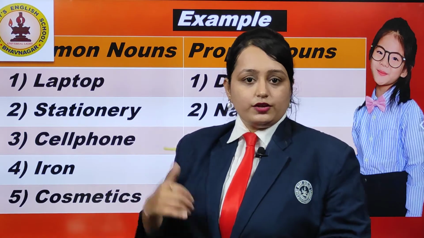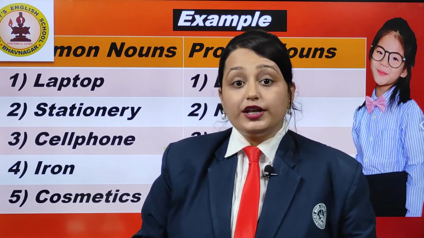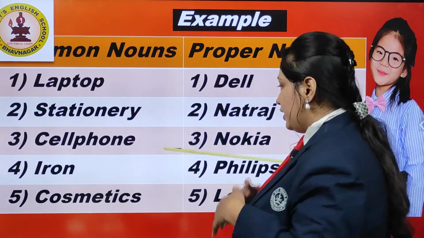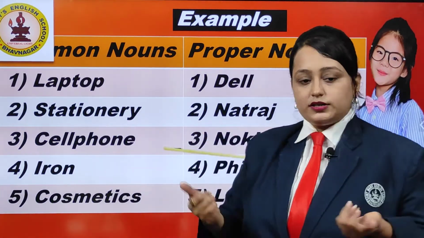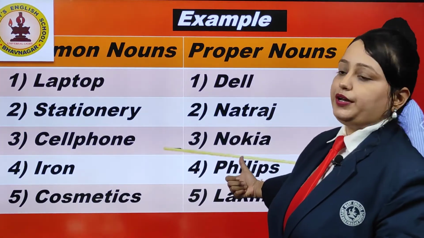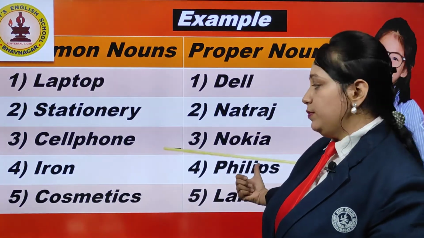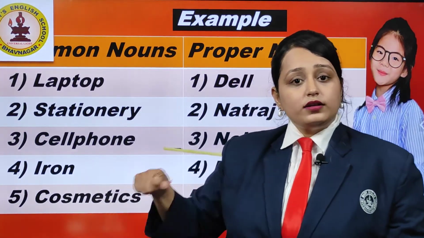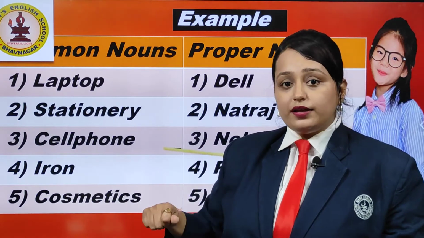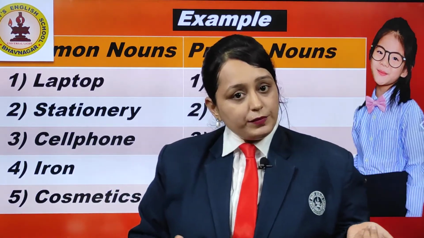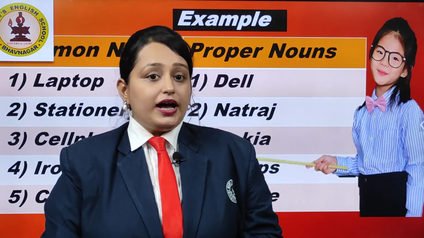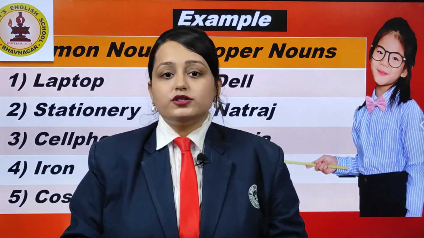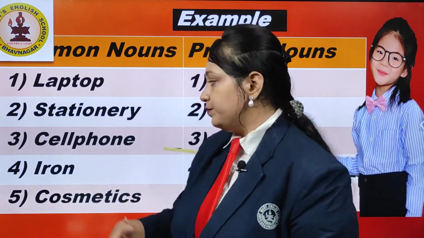Cell phone. You all have seen cell phone, right? You all are using it very frequently nowadays. So cell phone is a common noun. But if I say which company is it, then that will be the proper noun. That is Nokia. So Nokia will be the proper noun. Okay. If I say iron, you know iron, to iron clothes we use iron. So that iron is a common noun. But if I say which company it is, it's a Philips company iron. So that will be a proper noun.